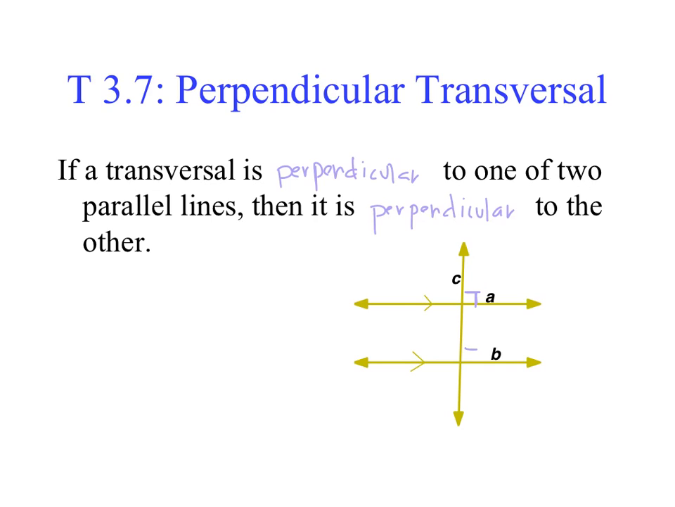We need to recognize that the reason is because lines A and B here are parallel, that's what these little arrows mean. These angles in here are corresponding angles, and we know that when a transversal C cuts parallel lines, corresponding angles are congruent. So if one of them is a right angle, the other one will be a right angle, which makes these lines perpendicular to each other. All right, that is it for today.